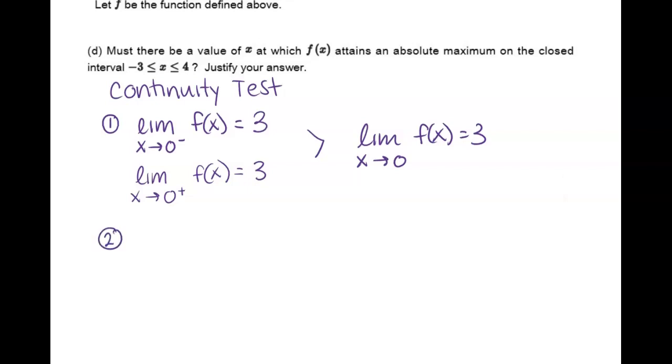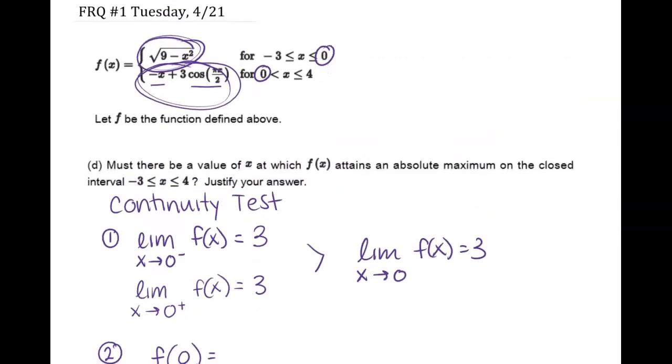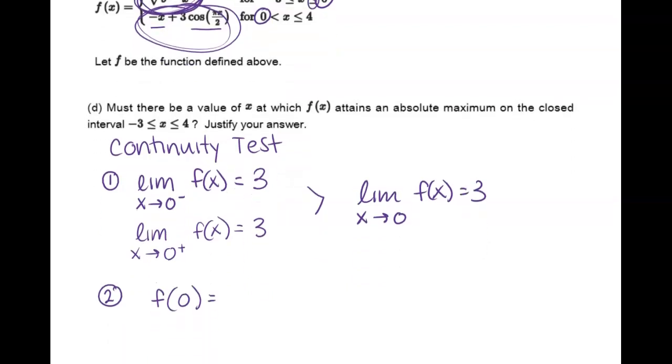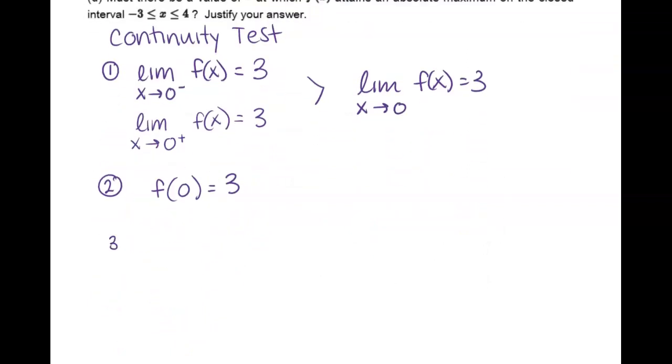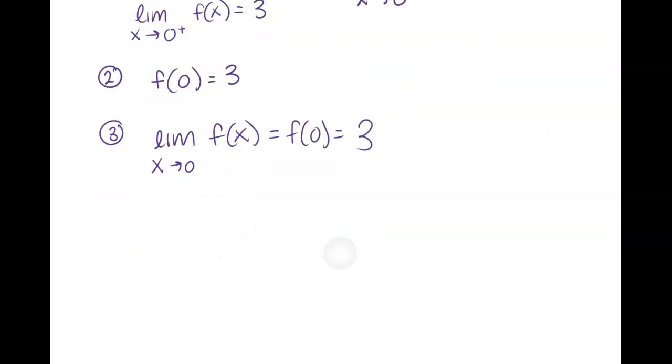Step 2, does f of 0 exist? Well, at 0, we actually end up using this function because it's included. Square root of 9 minus 0 squared is 3. Good. Function exists. And the limit as x goes to 0 of f of x is equal to f of 0, and it's 3. So it passes the continuity test.